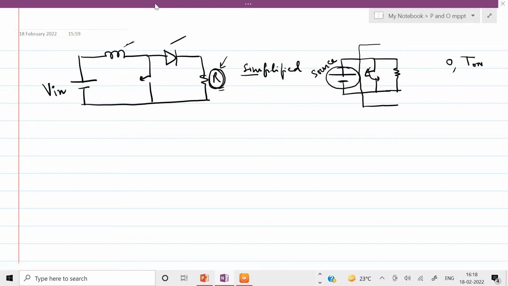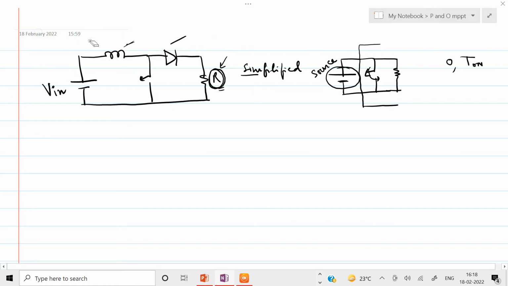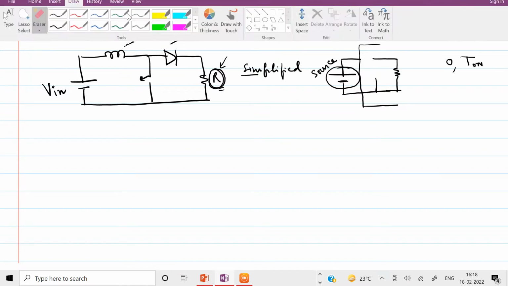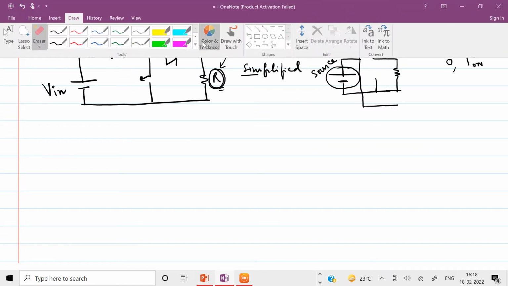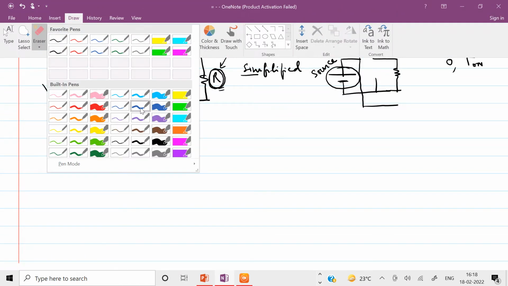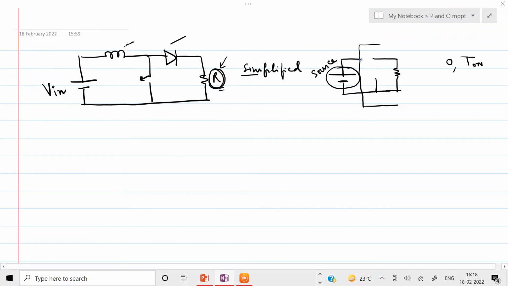And say in the other case, suppose that this switch is now open. So when the switch is open, that means this is the circuit. So now the load that is seen by this source is now this R. So R load is seen by the source for how much time? For the time this switch is off.